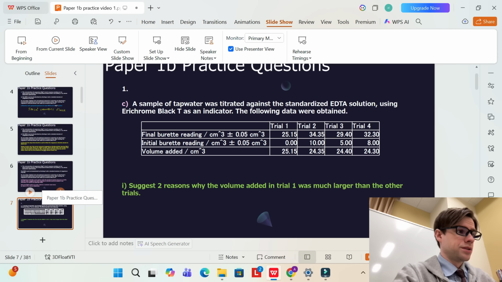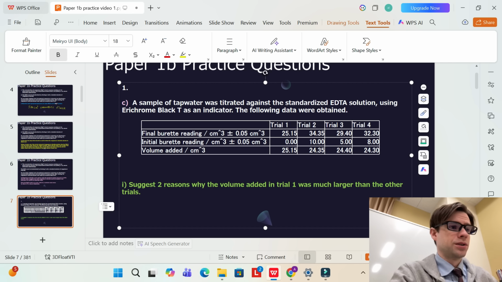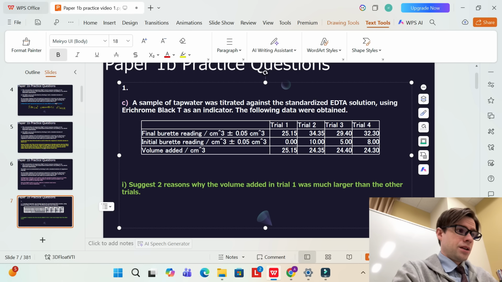And then the question suggests 2 reasons why the volume added in trial 1 was much larger than the other trials. So again, if you've done titration 2 or 3 times, and then again in your IA, you probably know how to answer this very well. But if you've only done it once, or maybe never, you've only read about it, I think answering this would be very difficult. But if you think about it, you might come up with some good answers.